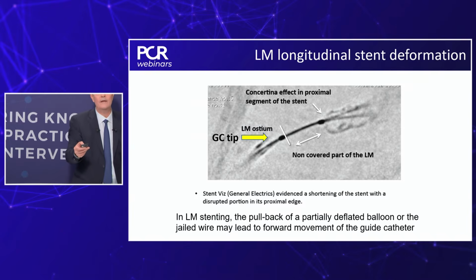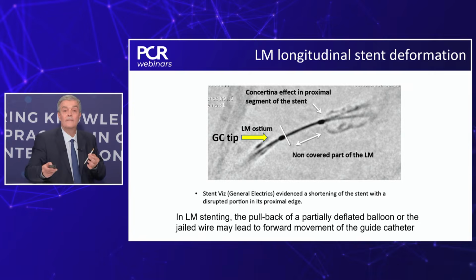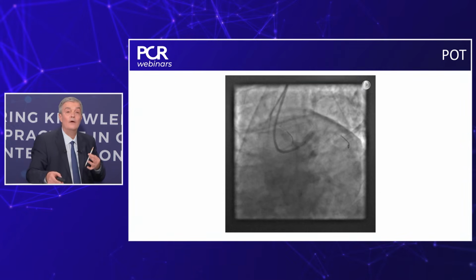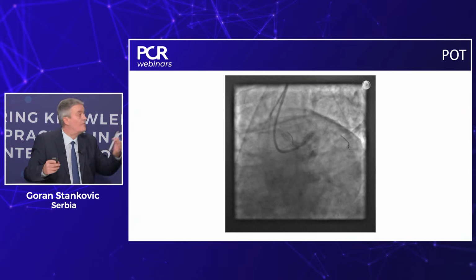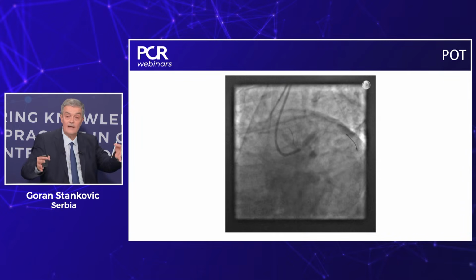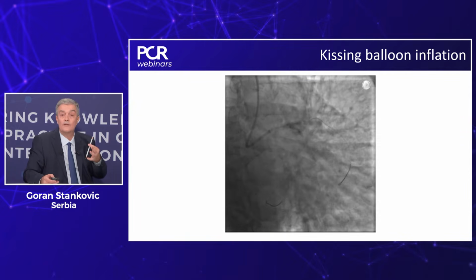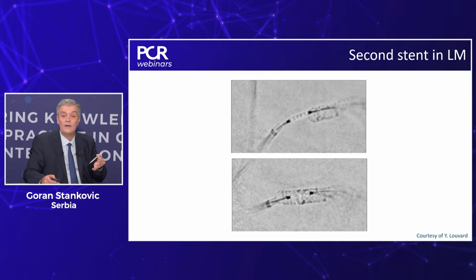So what should we do in this case? Can we go back to the slides? So this is the non-covered part of the left main, and what you need to do is to correct this deformation created by the contact with the guiding catheter, performing adequate POT. After POT, finish the procedure with kissing balloon inflation, and then add a second stent to fully cover the ostial part of the left main. Any comments or suggestions on this?